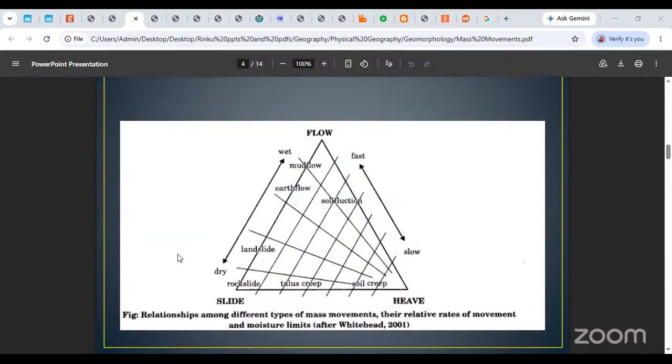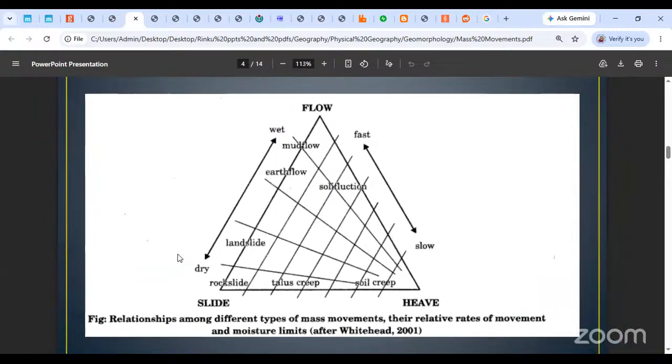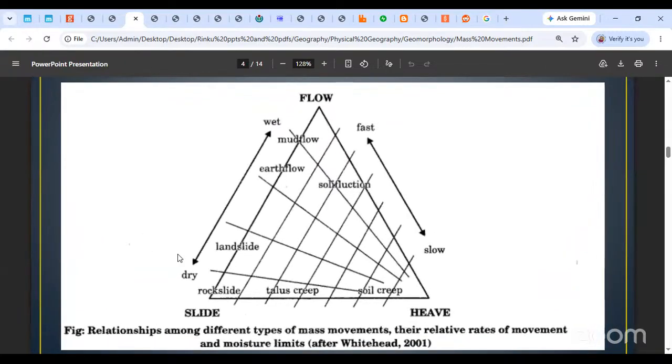All right. Generally, whatever mass movements are available, we are classifying them in the form of this particular triangle. You should be able to see the flow. Okay, can you see upwards over here? You can see that flow over there. Can you see this flow? Right? There is a flow over here.